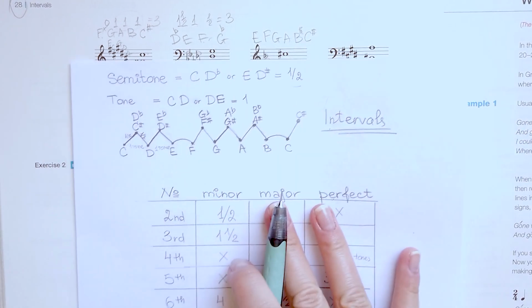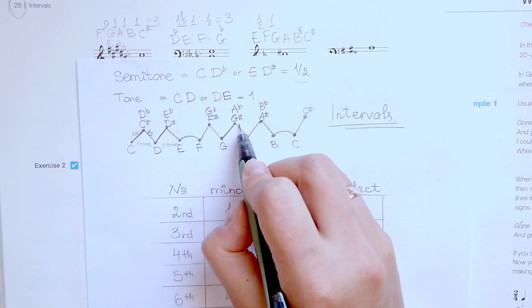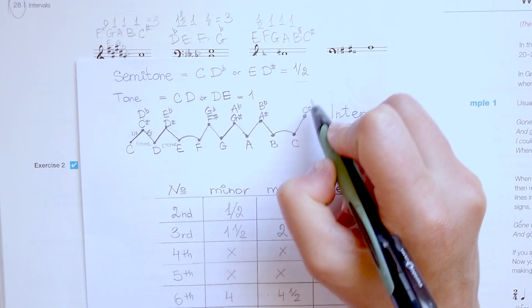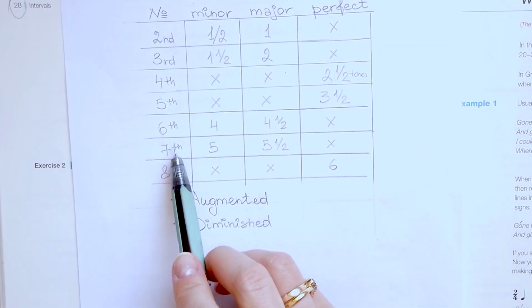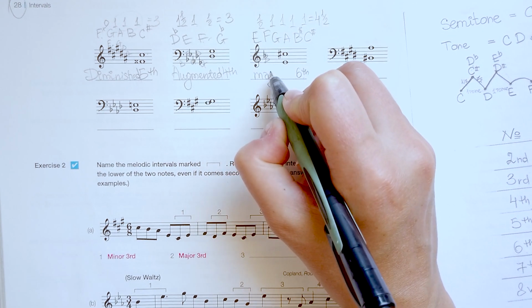And let's go. So from E to F we have the semitone. From F to G is the tone, G to A tone, A to B is the tone, and B to C sharp another tone. Altogether it's 4.5 tones. 4.5 tones for the 6th is major.